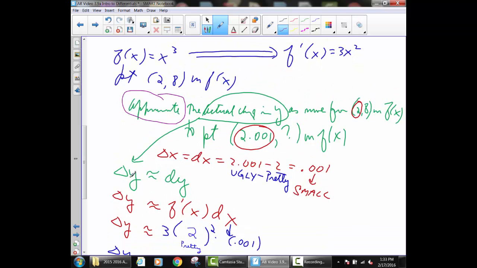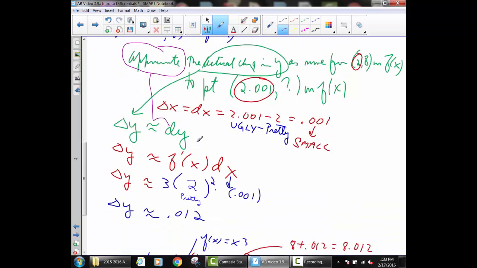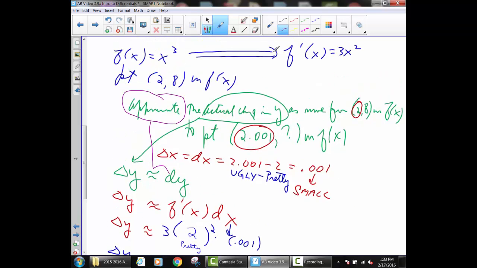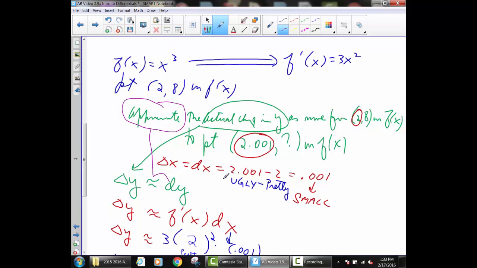Okay, we know our formula that we learned says that delta y is approximately equal to dy. So the actual change is delta y. The approximate change is dy. So what is dy? Remember, dy is f prime of x dx. So here was our f of x. Our f prime of x is 3x squared.